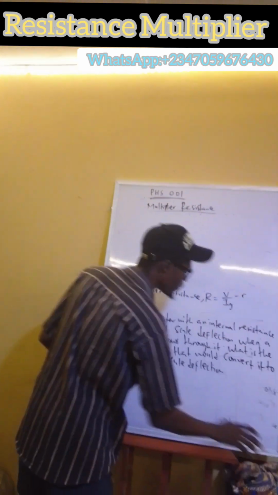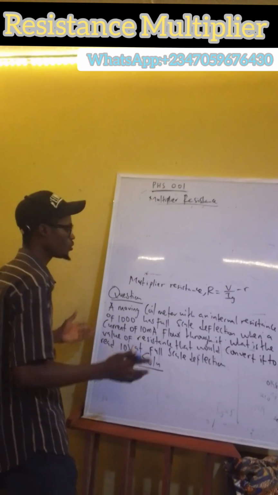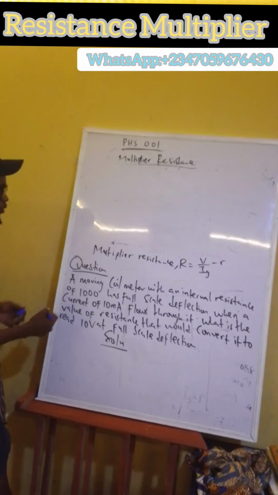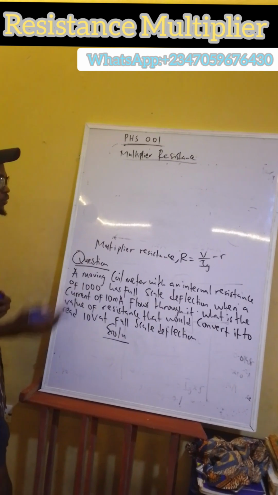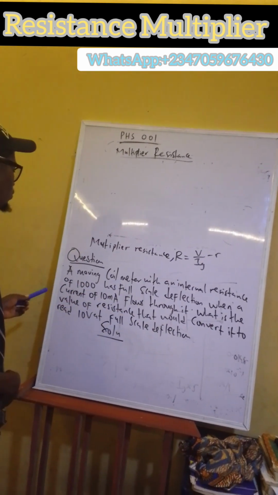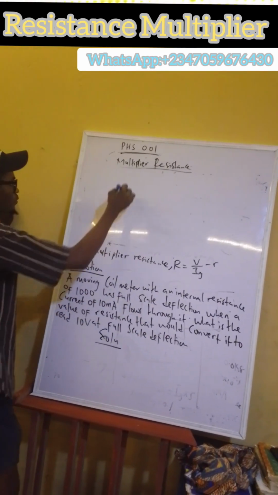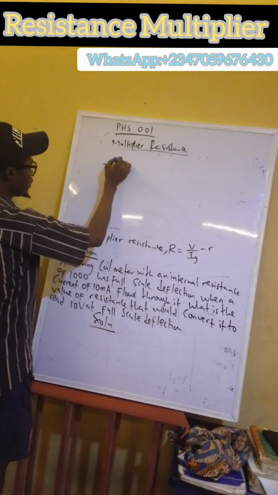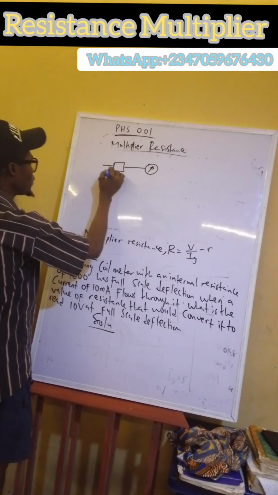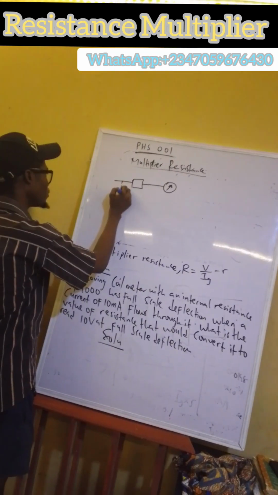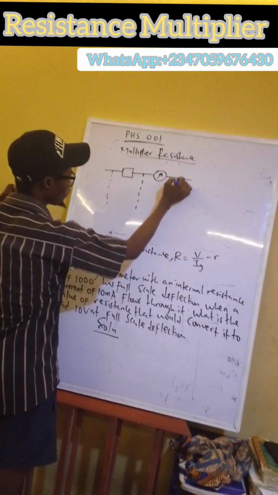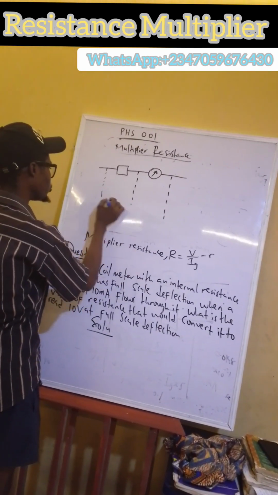If you want to get full marks, you may have a question like this: a moving coil meter with an internal resistance of 1000, has a full scale deflection. It is very obvious that this is a multiplier question. In the multiplier, you have your galvanometer here deflected to the right-hand side, then this comes out, and you also have the resistor here.